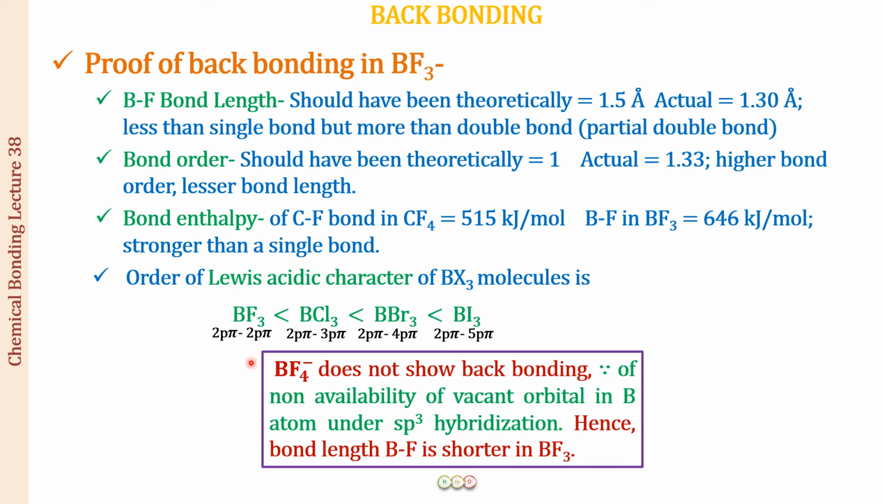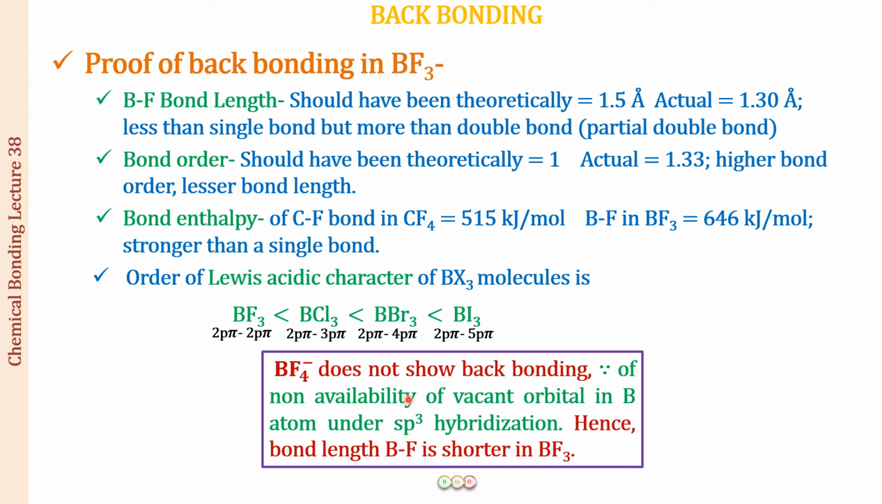So the next we have is why BF4 negative does not show back bonding. Well, this does not show back bonding because now in the BF4 negative, there is an increased covalency for boron. So now boron is no longer sp2 hybridized, it is going to be sp3 hybridized because it is forming 4 bonds. So there is going to be no vacant orbital available for the fluorine to transfer its electron pair, right? So there is going to be no back bonding.